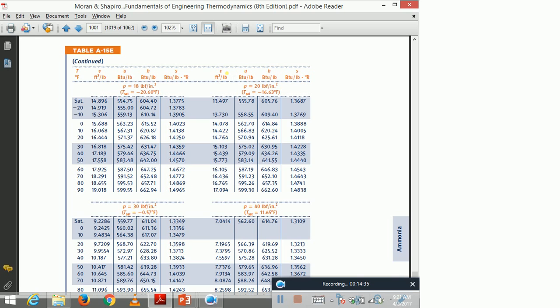Okay, so specific volume, this is V. So if you talk about this 20 pound-force per inch square and the saturated temperature is minus 16.63, can you see that this 13.497 would be the specific volume at that saturated line, at that point on the saturated vapor line? Can you see that?